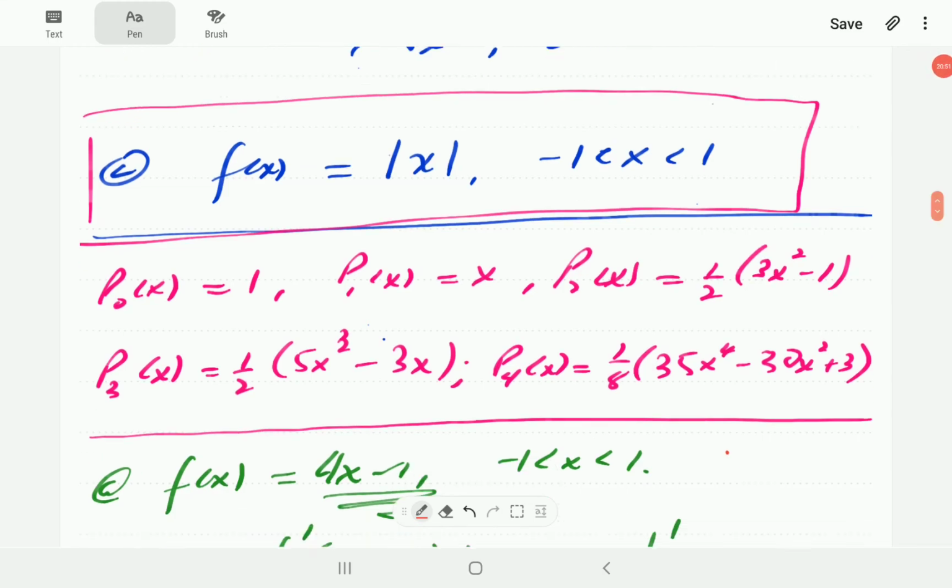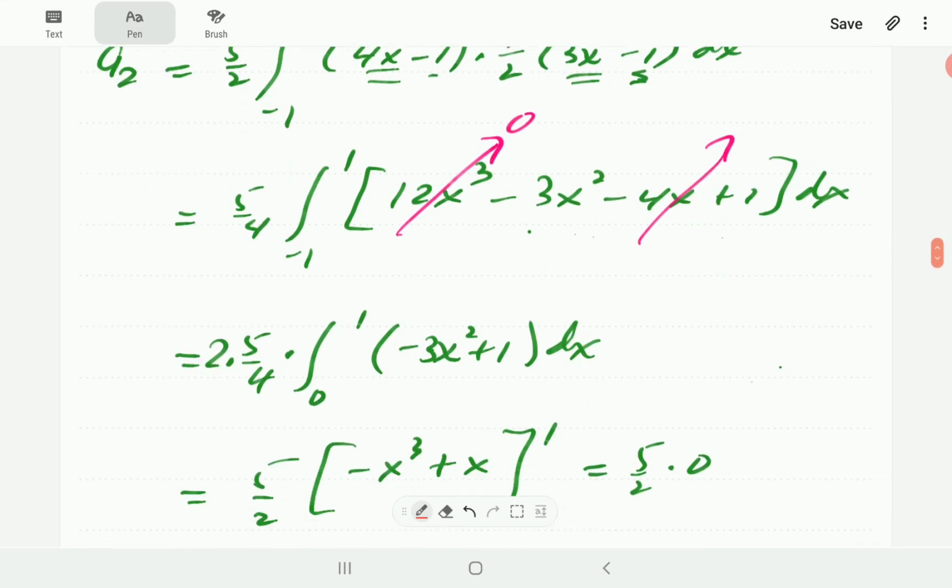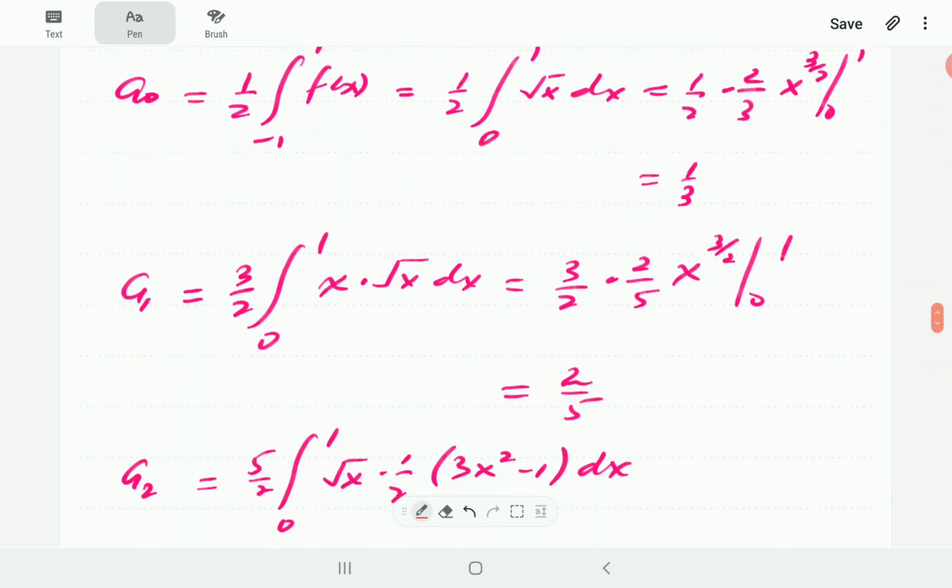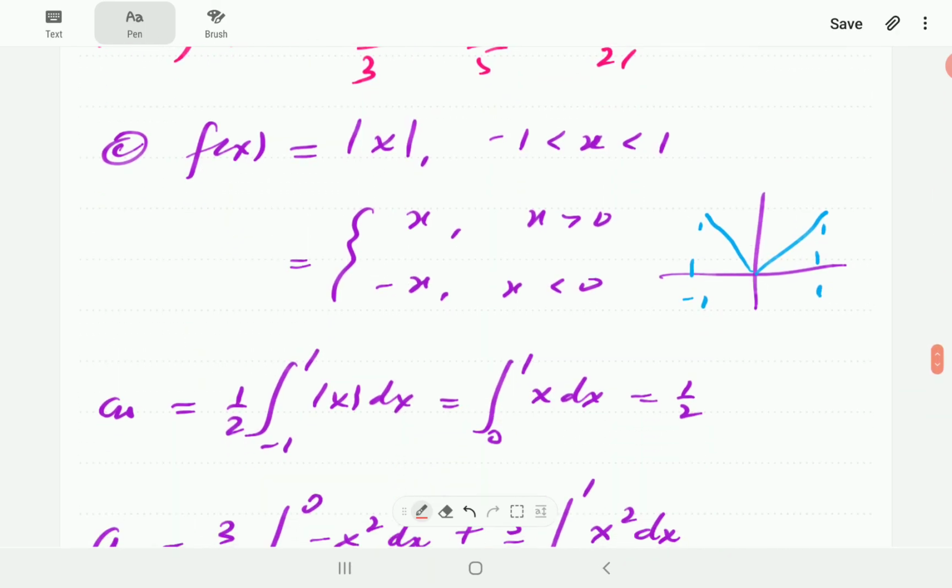All right, let's now look at our solution for part C. So in part C, we've got the absolute value function between -1 and 1. So we know that the absolute value of x is given by x for x greater than 0, and by negative x when x is less than 0. Graphically, it looks like this. And from this, you can see that it is an even function.